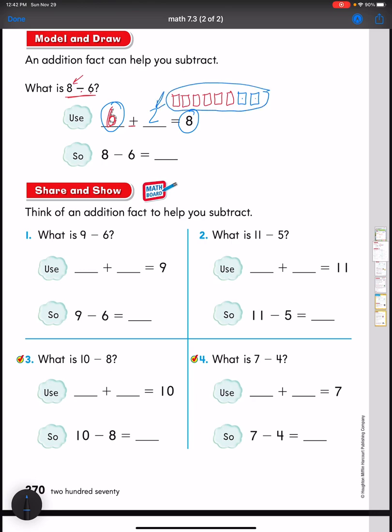That means that 8 minus 6 equals 2. I could use my blocks. There's my 8. Take away 6 of them. I'm left with 2. 8 minus 6 equals 2.